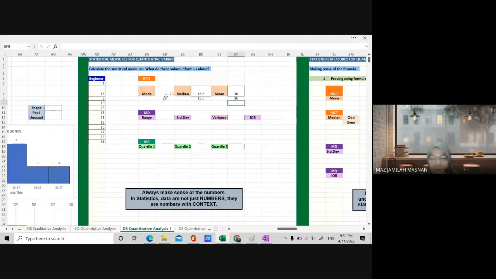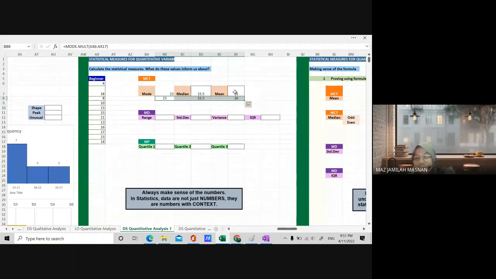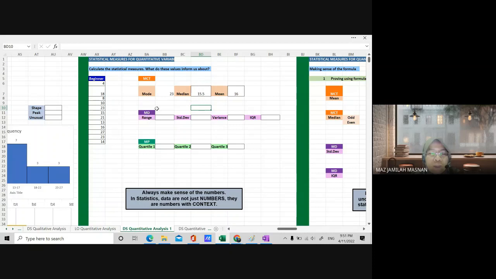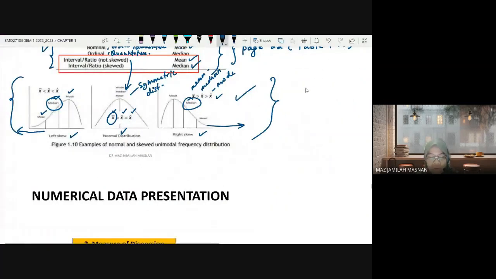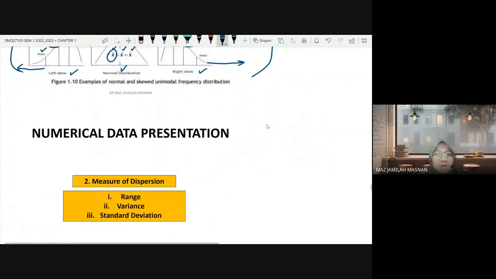Okay, so we finish with the measure of central tendency. Next we are going to see measure of dispersion. Now, what is the difference between measure of central tendency and measure of dispersion?